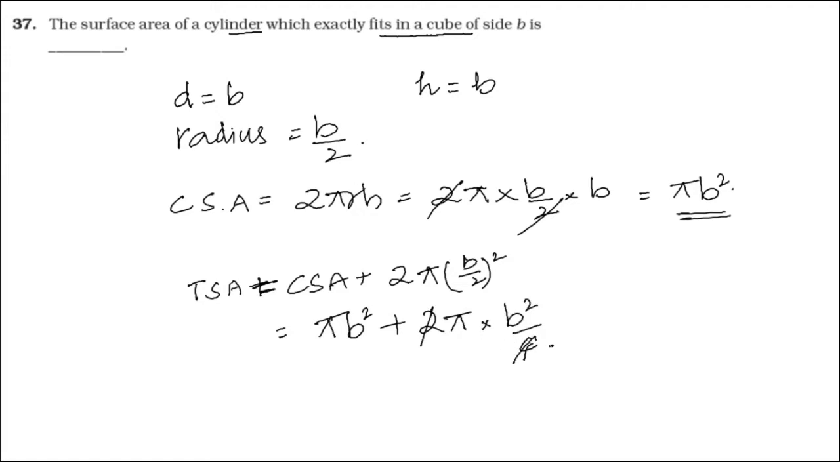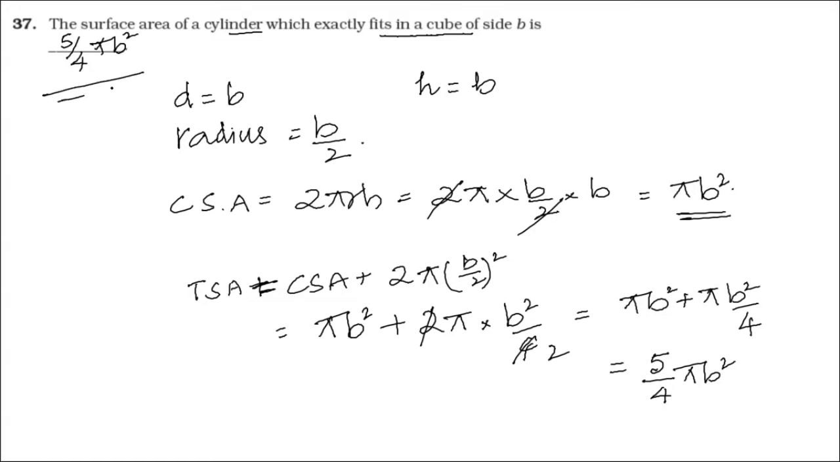This will be 2 times. So pi b square plus pi times b square by 2. In other words, we can take LCM and then simplify. We'll be having 5 by 4 pi b square. So this is 5 by 4 pi b square if I consider the total surface area. If it is just curved surface area, it will be pi b square.